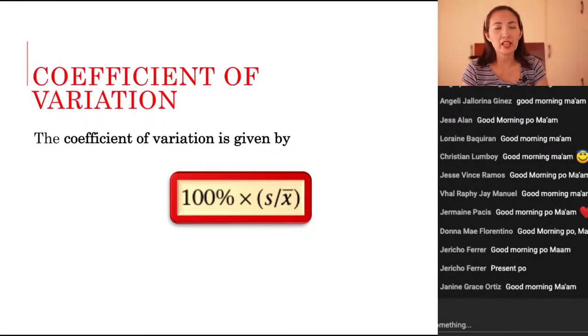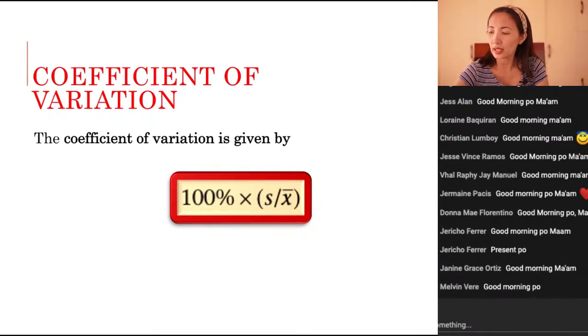Coefficient of variation is simply the ratio of the standard deviation S to the sample mean, sometimes expressed in decimal or percentage. After multiplying by 100%, the coefficient of variation is expressed in percentage.